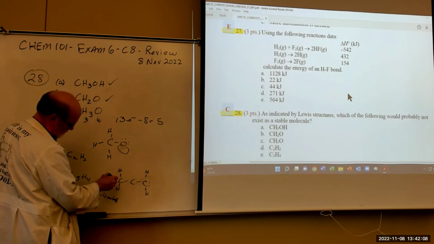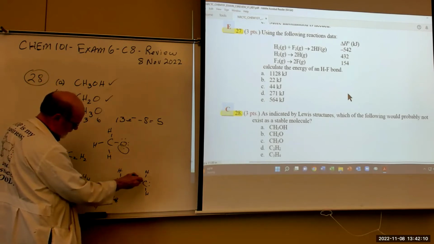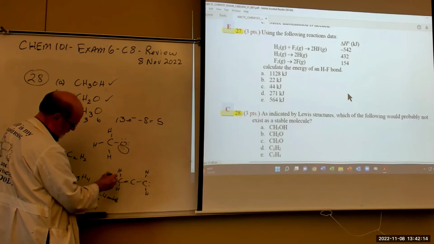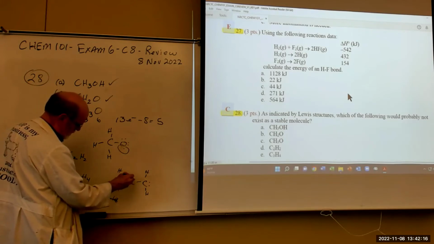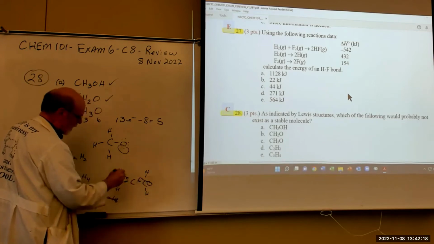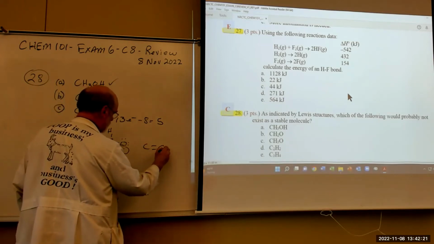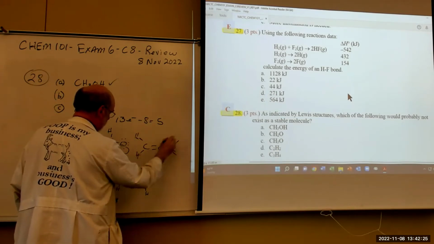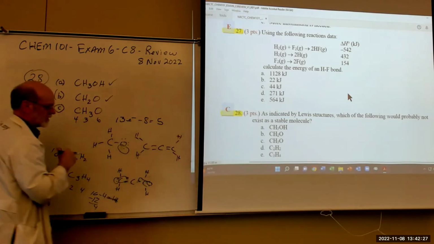Now we can move. This has got an octet, that's got an octet. This is only, it's only got 4. So we can move this one over here and this one over here. Now we have that's a stable. That's a valid Lewis dot structure.